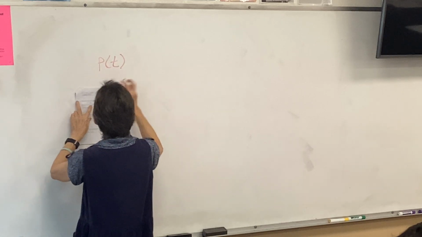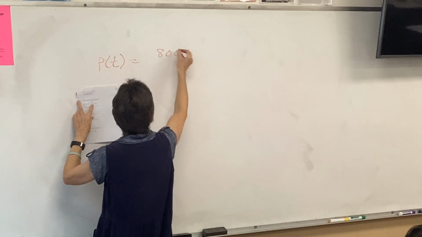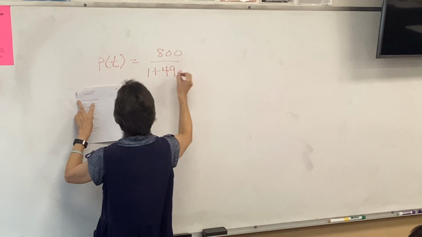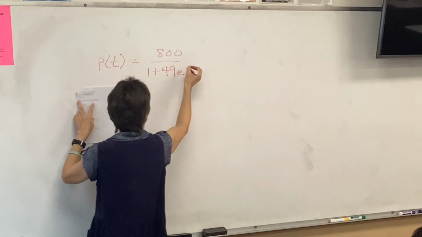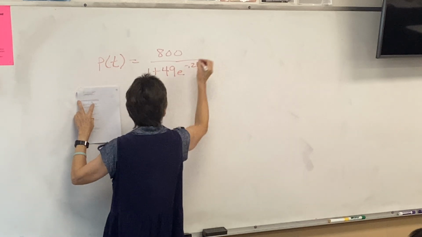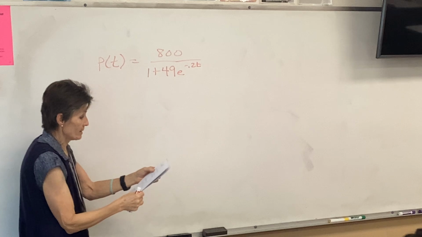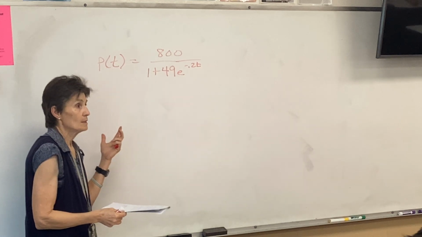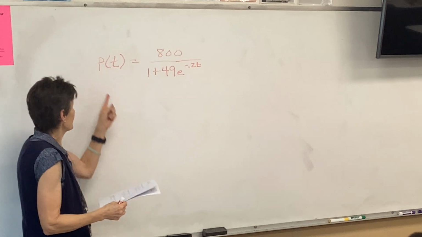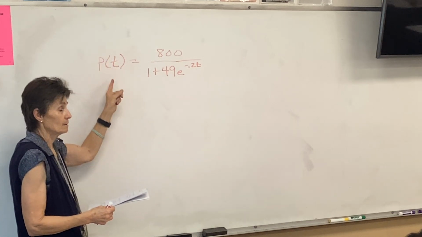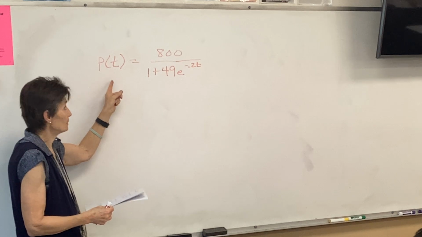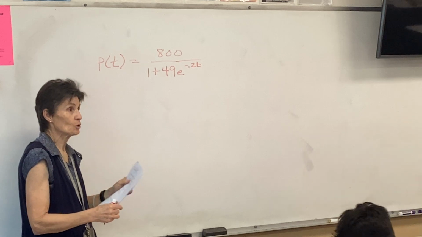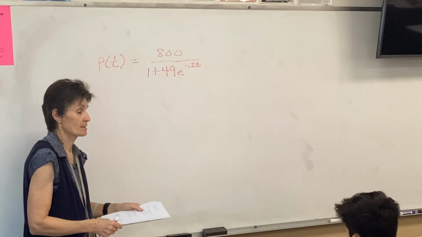So we have an equation given to us. All right, there's my equation. And what does it tell me? It tells me the number of kids who have the flu after T days. So, what was the initial number of infected students?